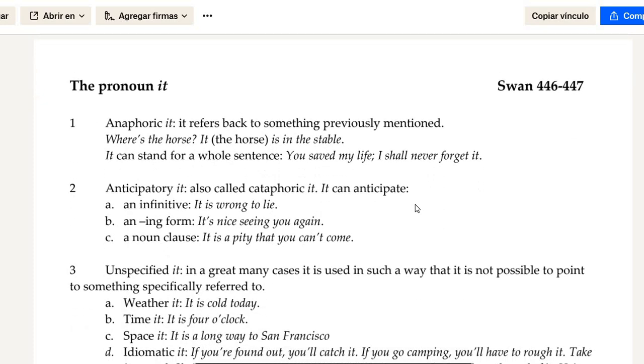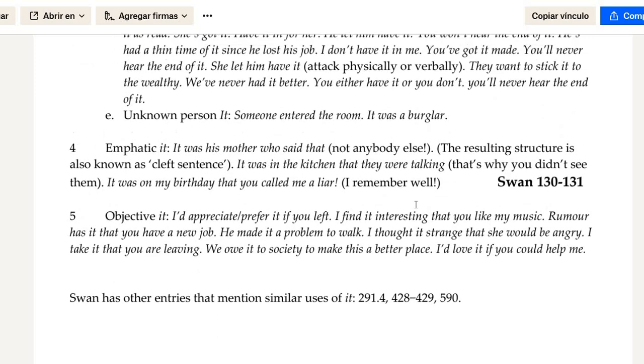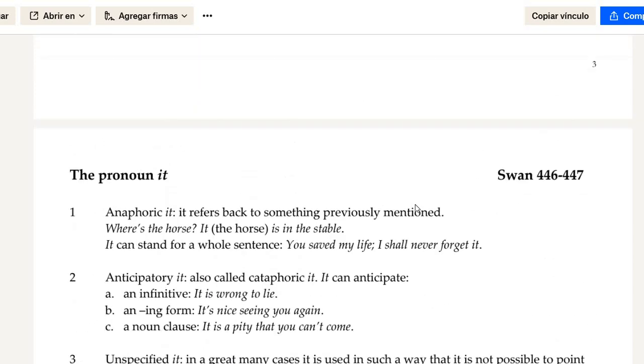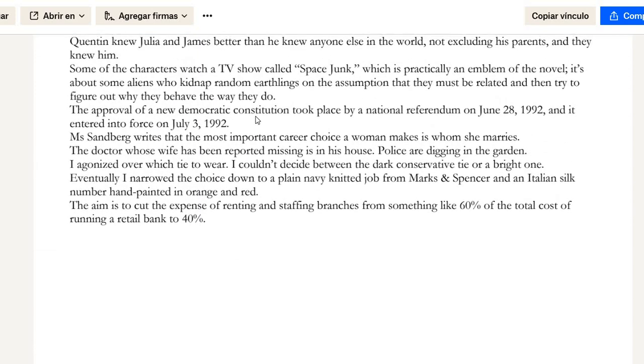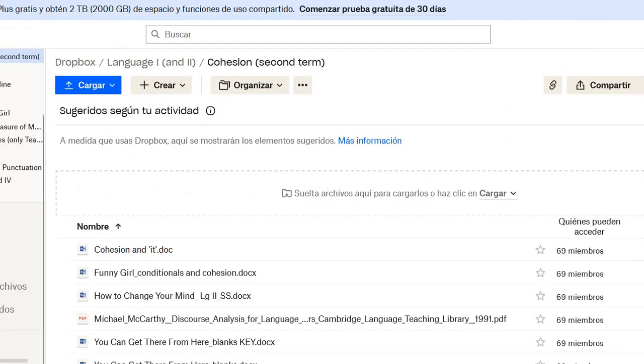446 and 447. And these are all the uses of the word, the innocent word it, that we're going to see together, right? All of this in the second term. So, that's cohesion.